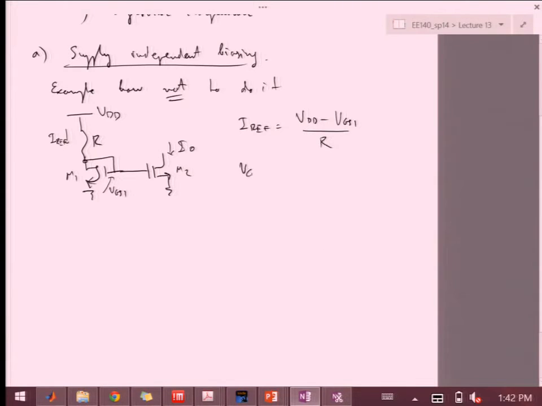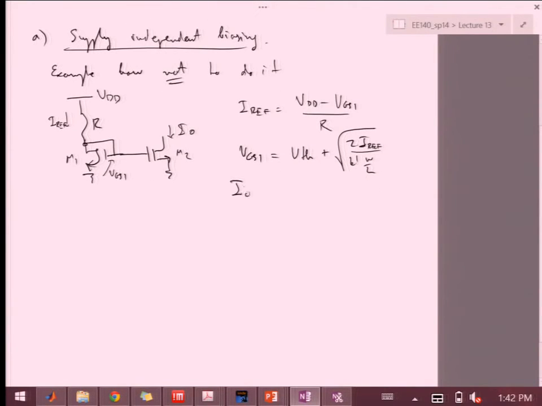And then we know that VGS1 is V threshold plus the overdrive, and the overdrive is the square root of 2 IREF over K prime W over L. And then our output will be approximately equal to, obviously, because of the difference in the drain source, but roughly IREF.